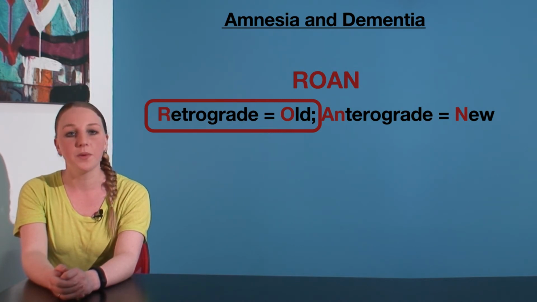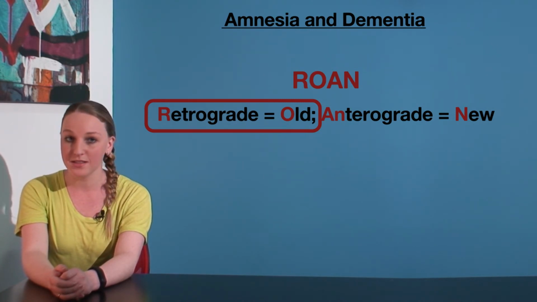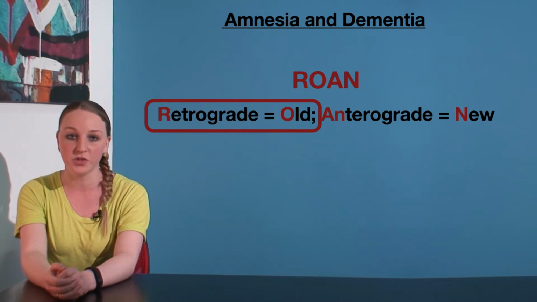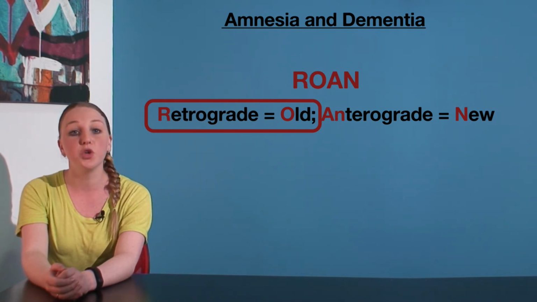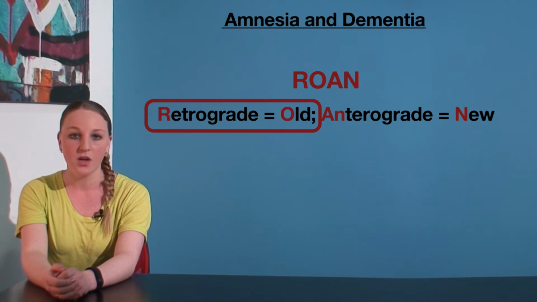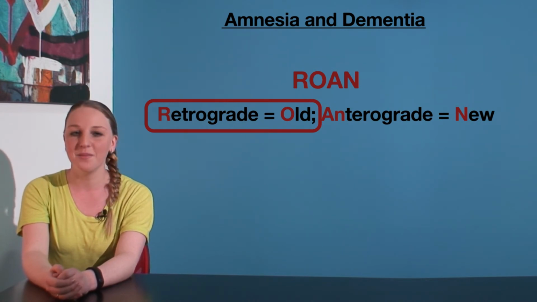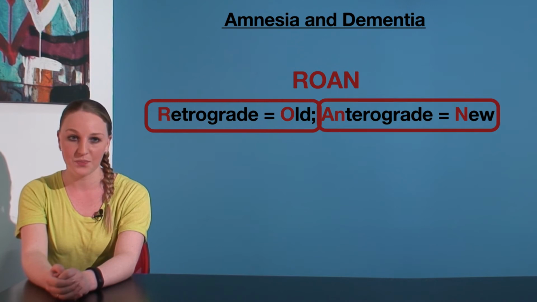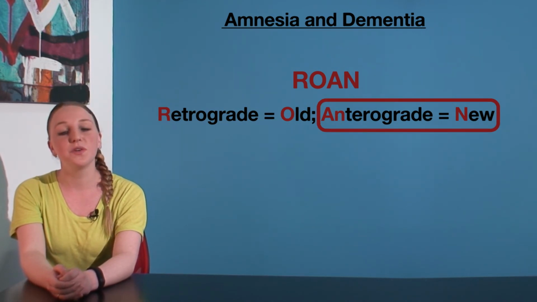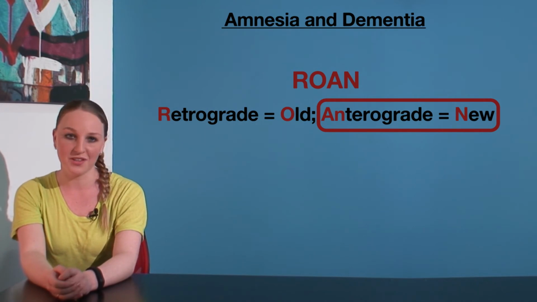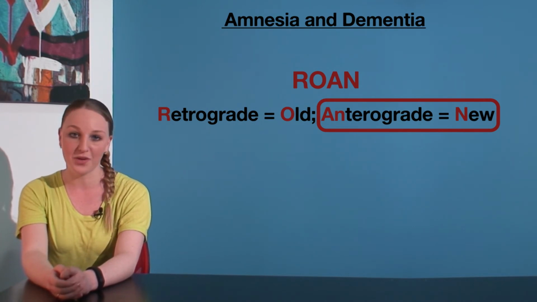So Roger may not be able to remember the name of his niece, who was born 2 weeks before his stroke, but he is able to form new memories after his stroke. So remember, retrograde amnesia affects old memories. Anterograde amnesia, on the other hand, results in difficulty in encoding new information, that is, forming new memories.